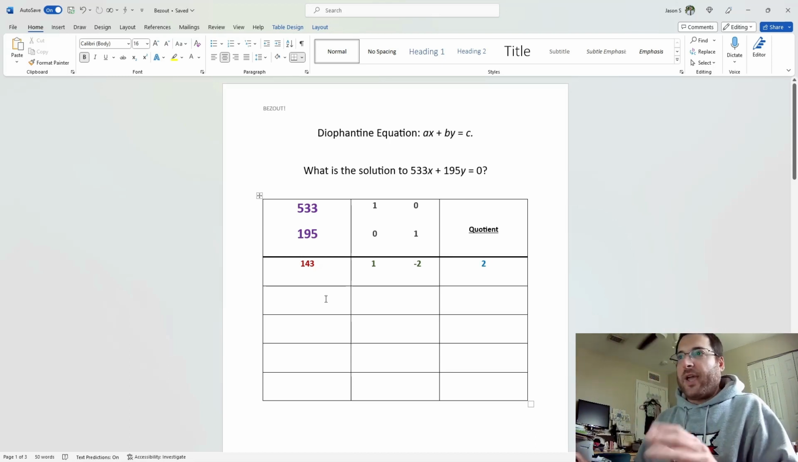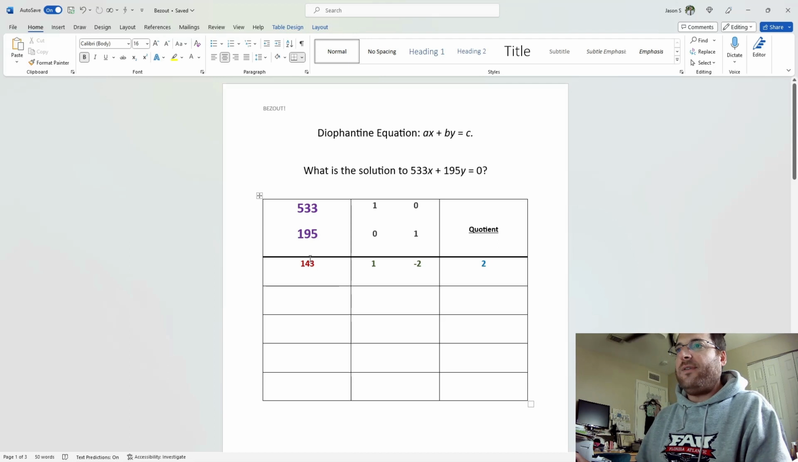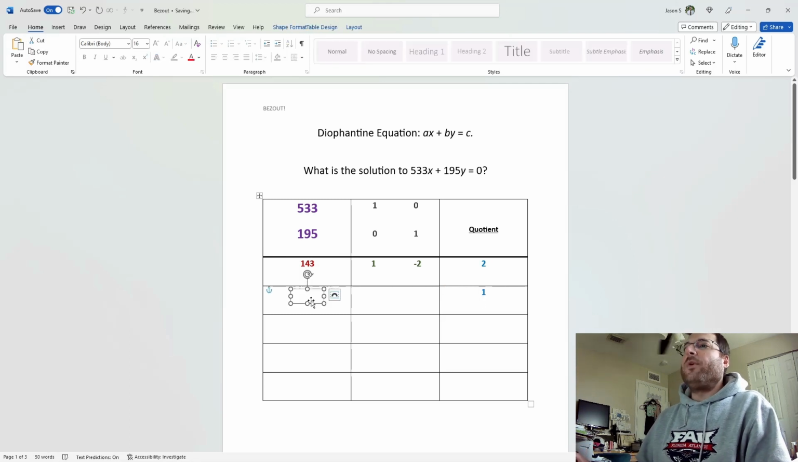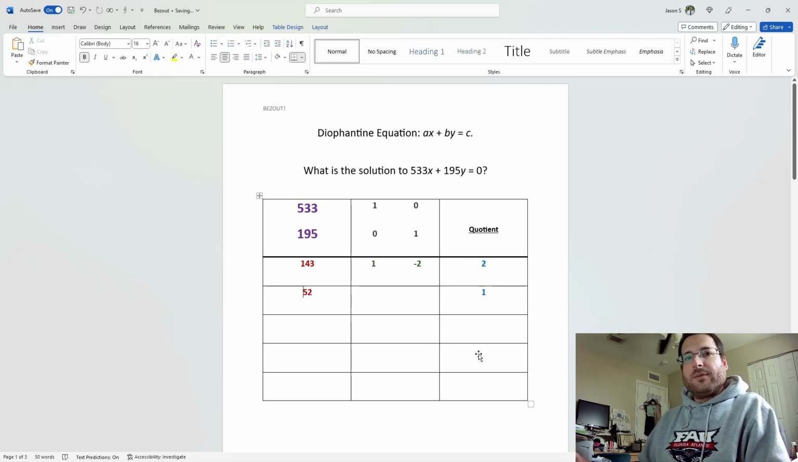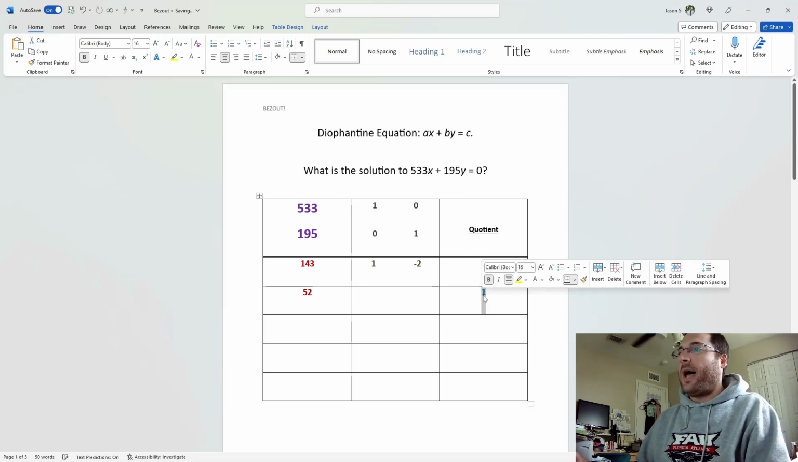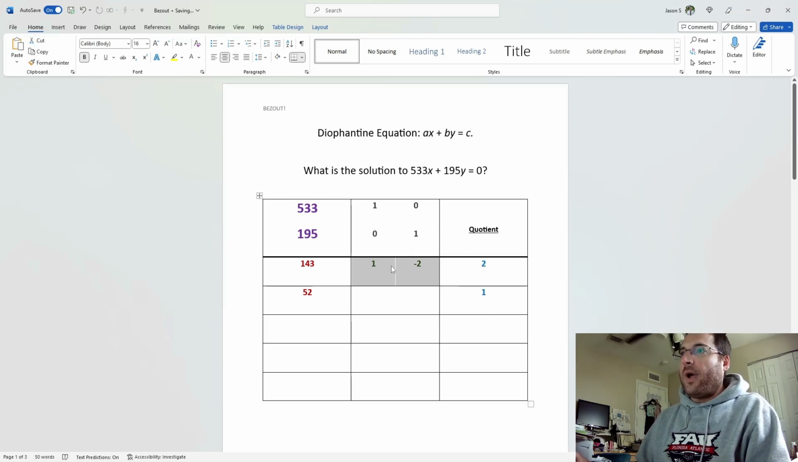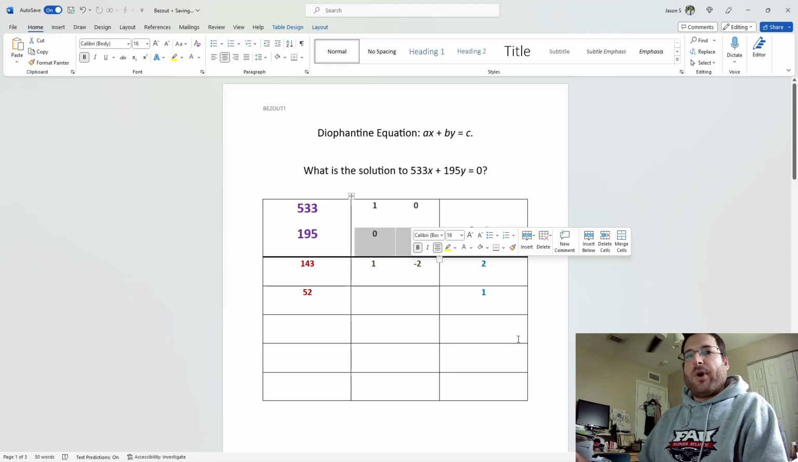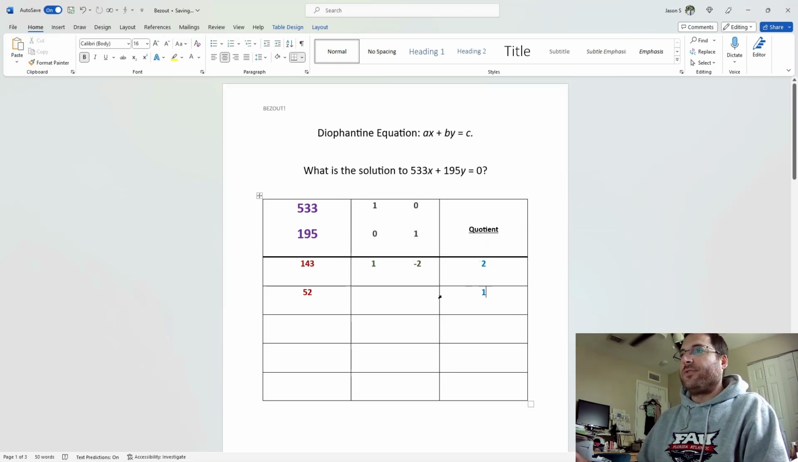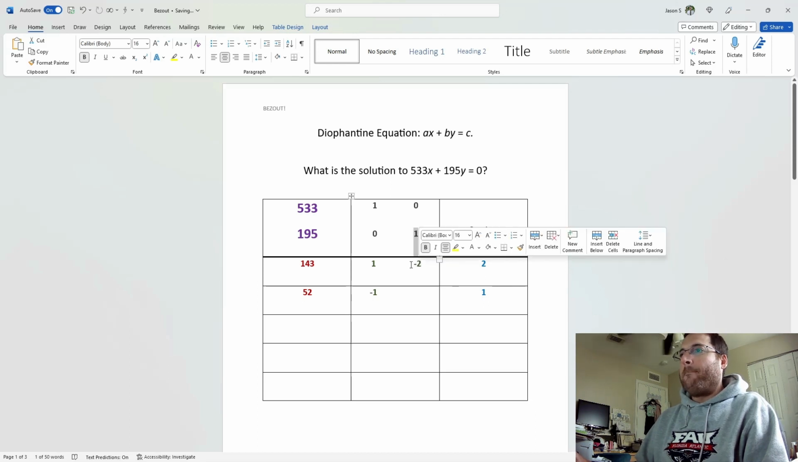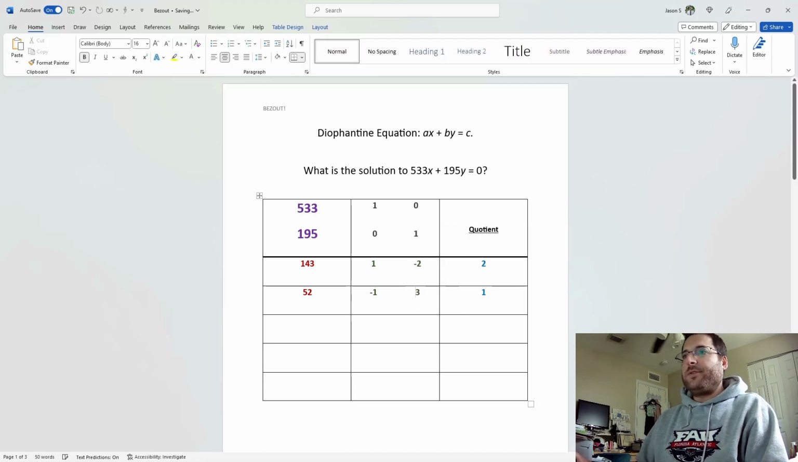Now we just keep going up the table. We do the exact same thing. So now we say, what's 195 divided by 143, right? Well, 143 could go into 195 once with a remainder of 52. Okay, now we do the exact same thing. We multiply 1 to the bottom row and then subtract the top row, right? So 1 times 1 is 1. 0 minus 1 is negative 1. 1 times negative 2 is negative 2. And 1 minus negative 2 is 3.